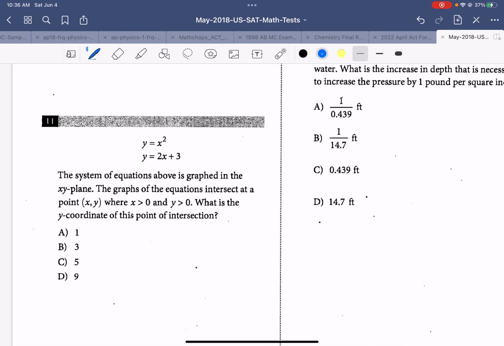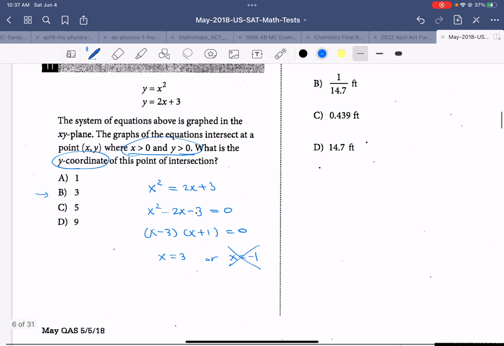But x equals negative 1 is not our interest. The condition is x is greater than 0. So x is equal to 3. But don't pick this one. They ask you for the y coordinate. So you can use either this or this to find the y coordinate. So I'm going to use the first one. So y equals 3 squared, which is 9. So the answer should be D. Okay. So for intersections, make sure you set them equal to each other and then watch out for the condition.